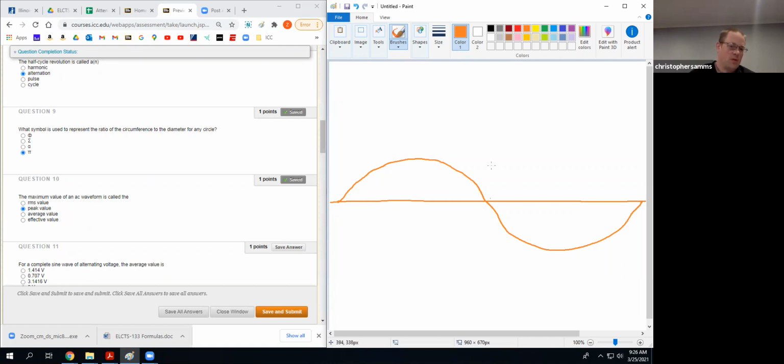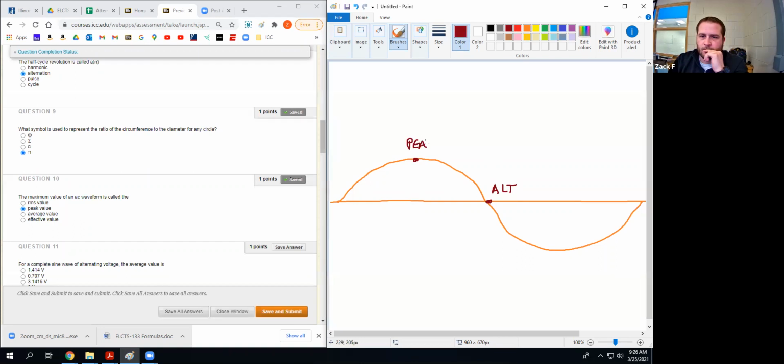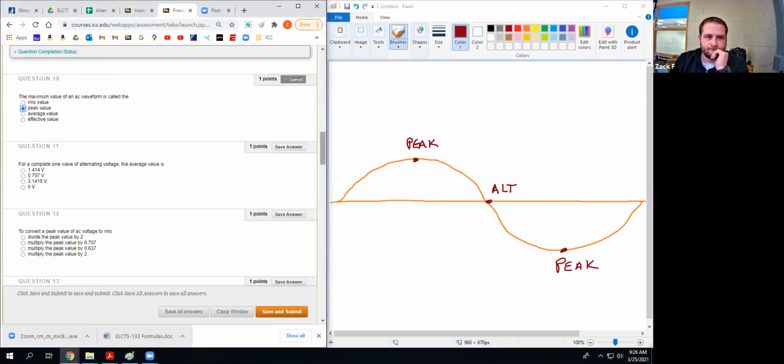So we got alternation. Peak. What's this one called? The Gilbert? No, that's the other peak. Yeah. Peak to the negative.